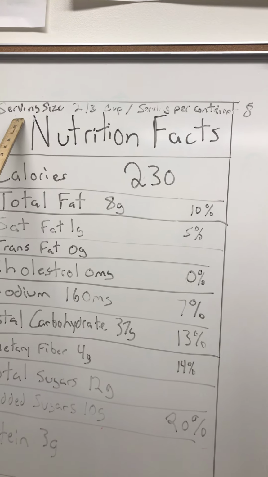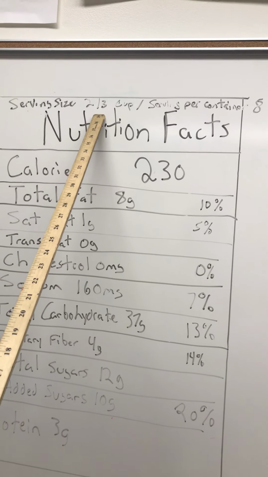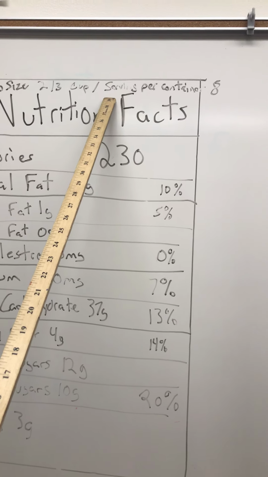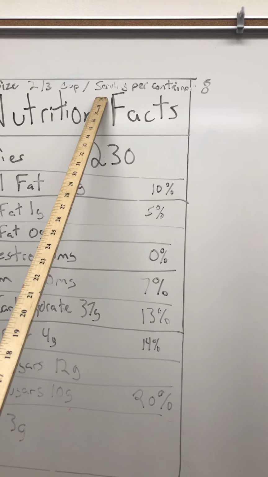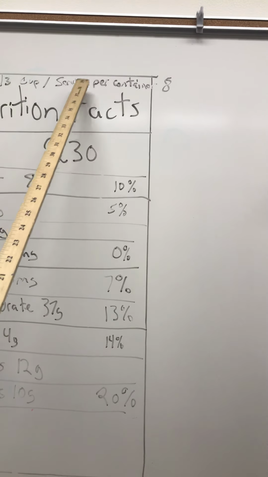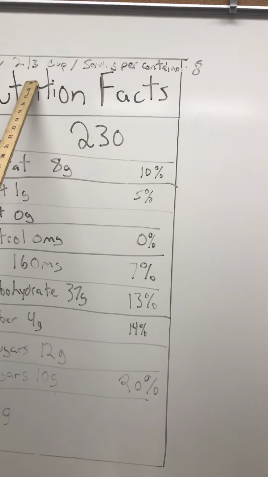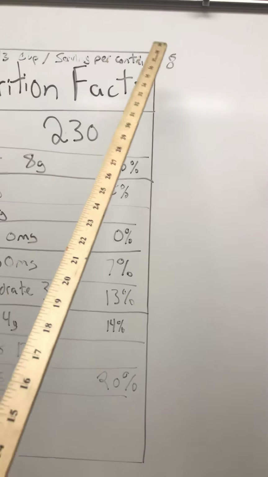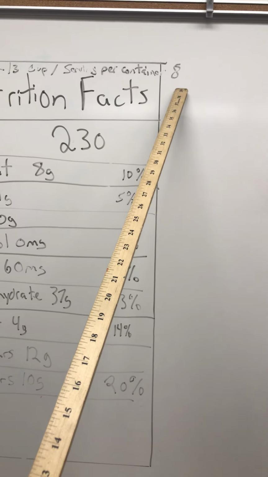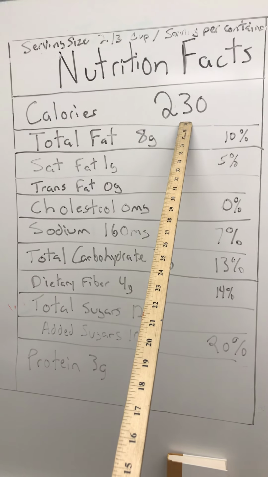In this particular label that I found on the internet, you can see that the serving size is 2/3 cup. If you eat the whole container, whatever this container is, I'm not sure what the food is, but all we need to know is that in the container there are 8 servings. So one serving is 2/3 cup. If you ate the entire container of this package, you would have to multiply everything by 8 to get the total.